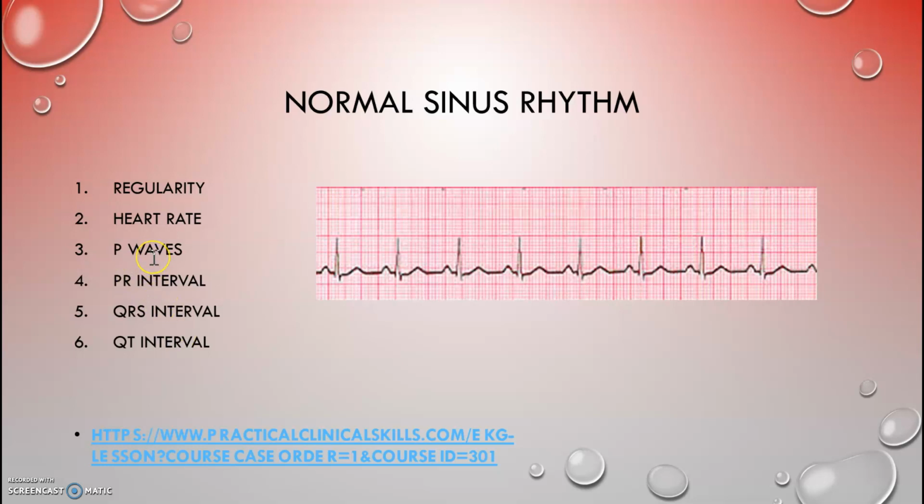Then we want to ask, is there a P wave? And the P wave is this little wave right here. And we have one there, and we have one there, there, there, there. That tells us that this is a sinus rhythm. And this is normal sinus rhythm because it's regular. The heart rate is 80, and a normal heart rate is 60 to 100, and it has a P wave.